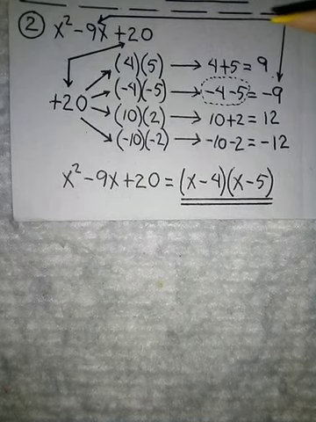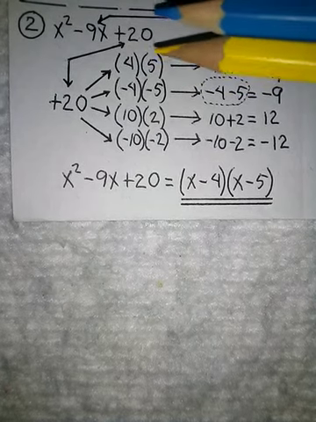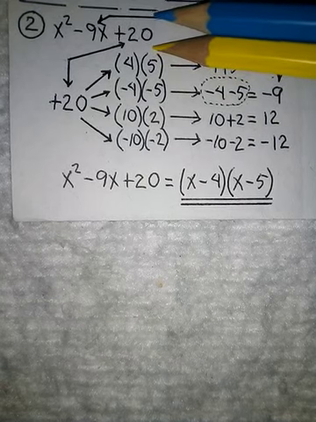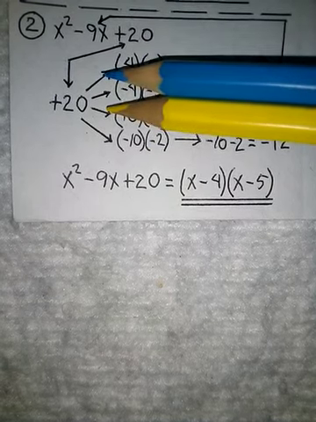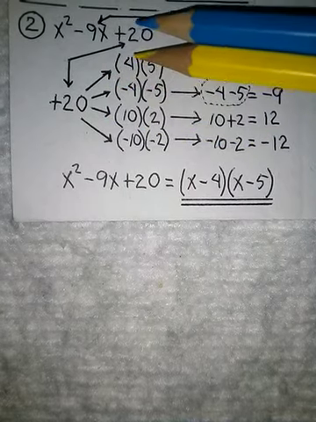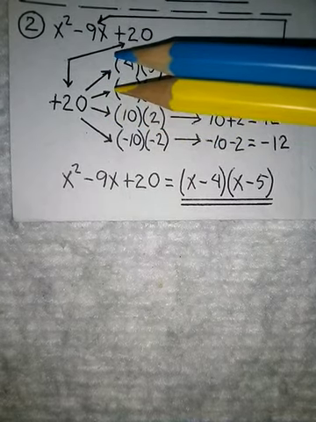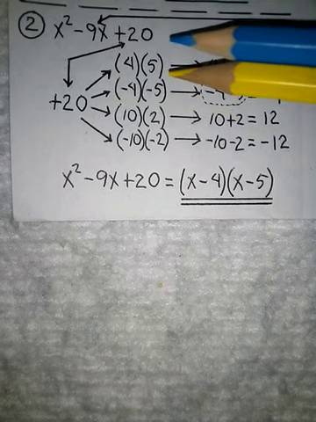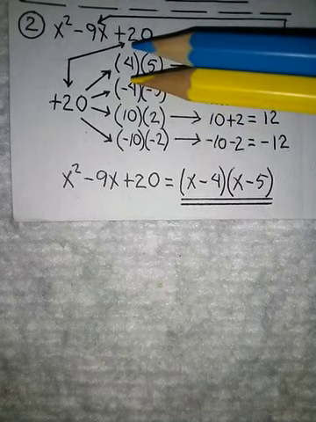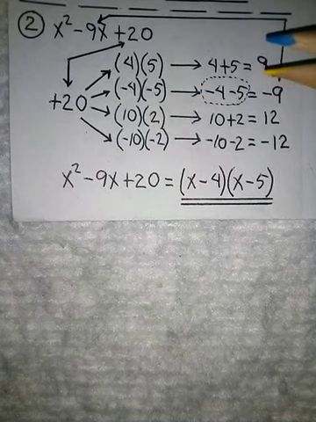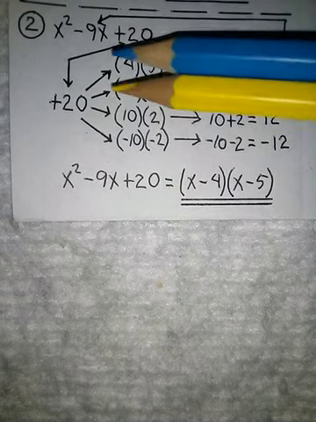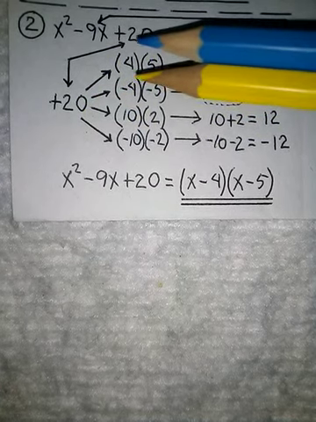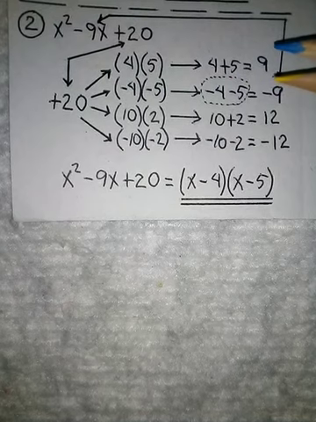Okay, so first, we have to get the possible factors of positive 20. The positive factors of positive 20 can be positive 4 times positive 5. That will be equal to 20. And then let us add these two factors. 4 plus 5 is equal to 9.